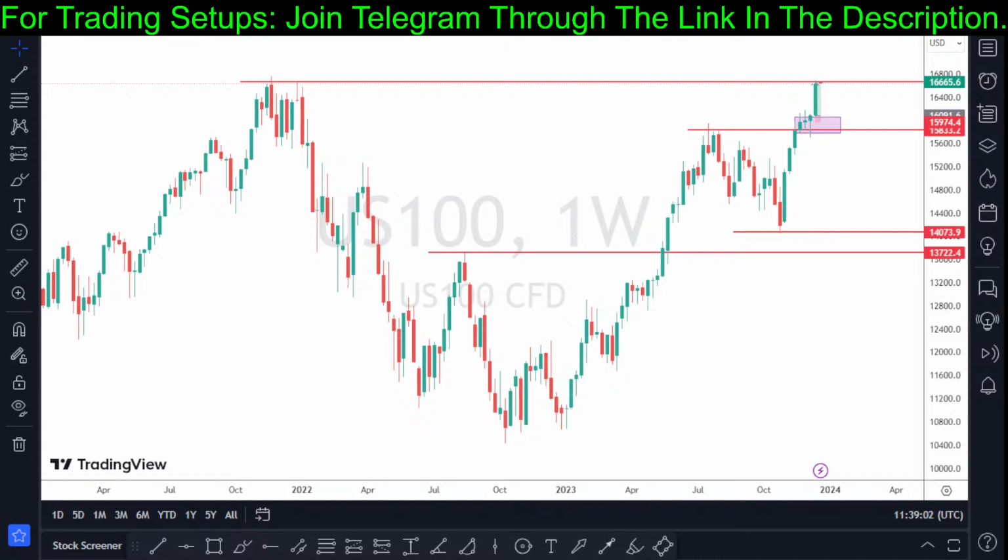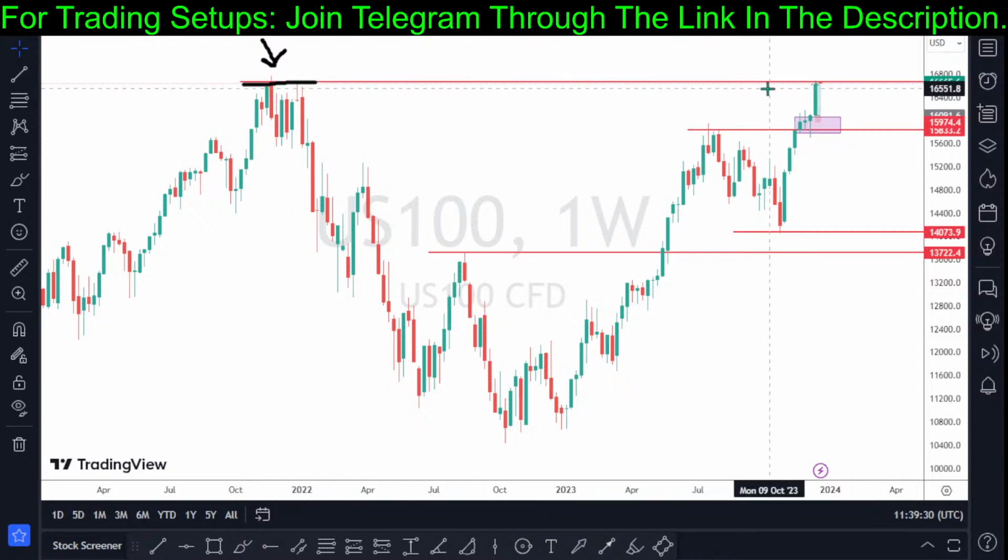Okay, so here we go. We add a resistance structure right here. We got to change this color to black. We have a resistance structure right here. Can you see that? This is a resistance structure for price. This resistance structure was erected on the 29th of November 2021. So this is a multi-year key level structure.